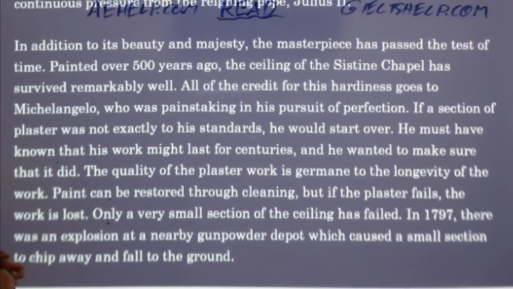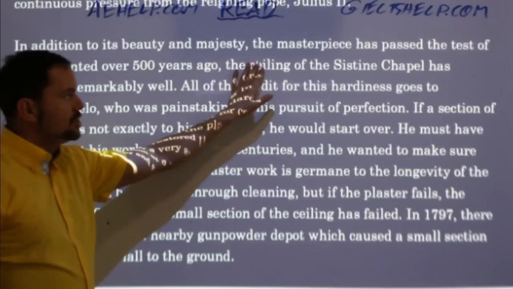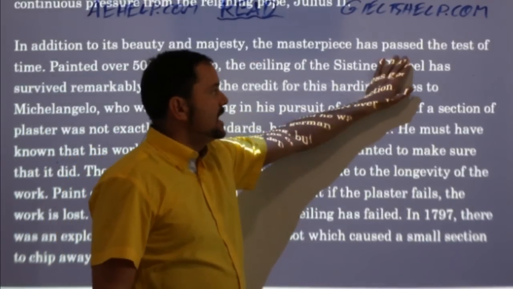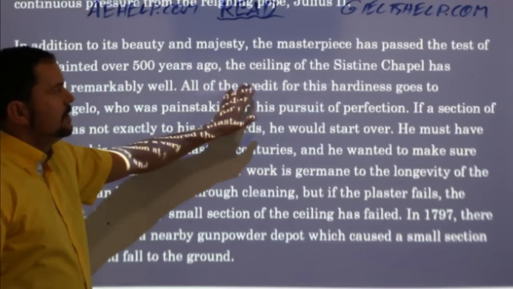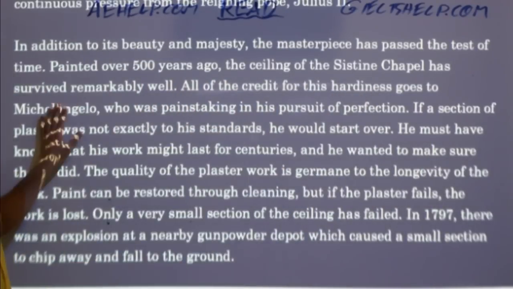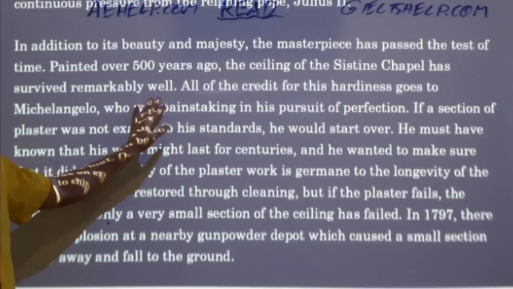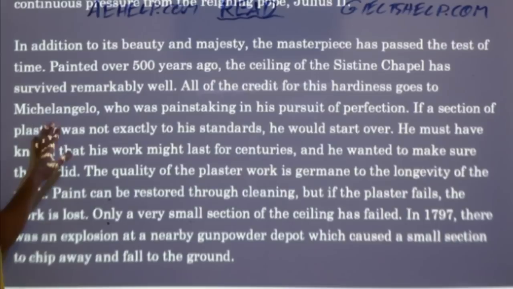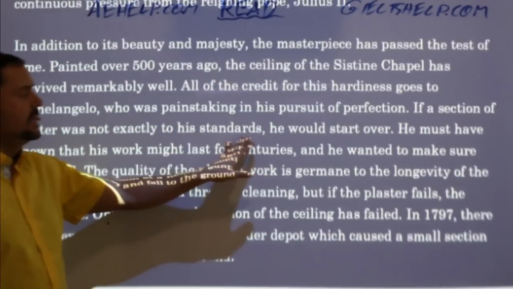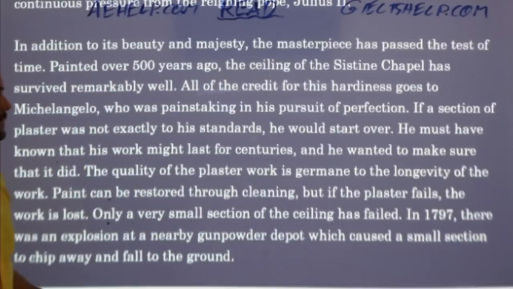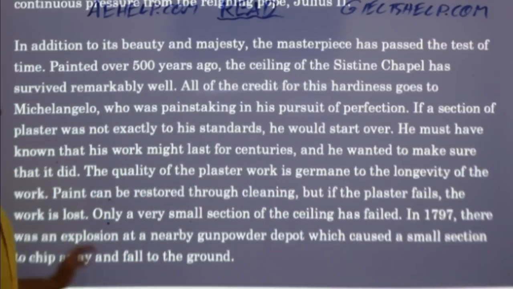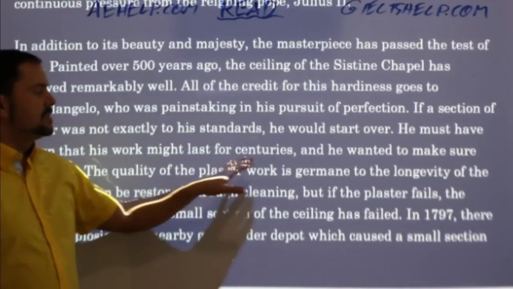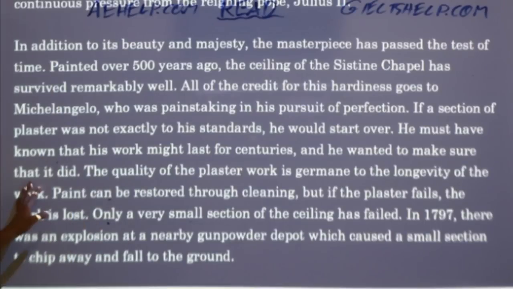Here we go. In addition to its beauty and majesty, the masterpiece has passed the test of time. Painted over 500 years ago, the ceiling of the Sistine Chapel has survived remarkably well. All of the credit for this hardiness goes to Michelangelo, who was painstaking in his pursuit of perfection. If a section of plaster was not exactly to his standards, he would start over. He must have known that his work might last for centuries, and he wanted to make sure that it did.